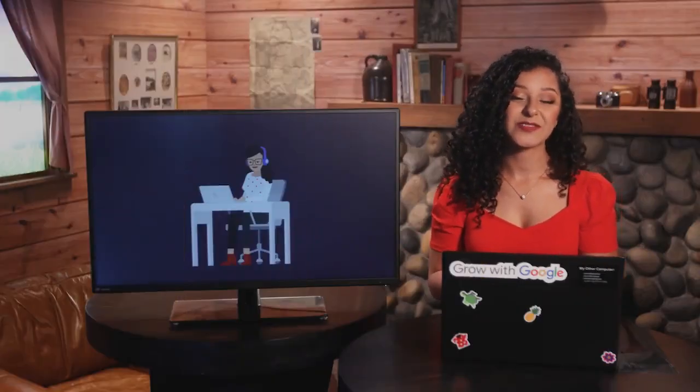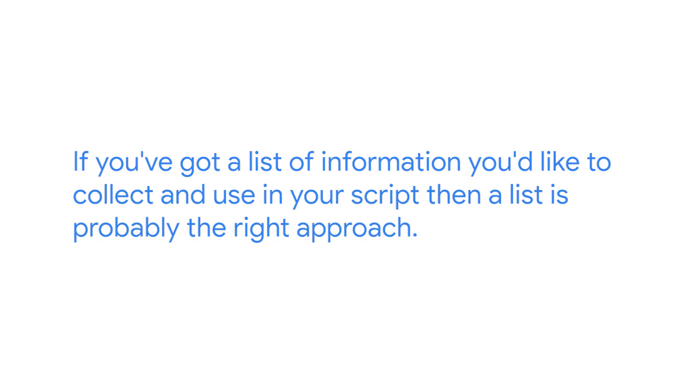Dictionaries and lists are both really useful, and each have strengths in different situations. So when is it best to use a list, and when's a dictionary the way to go? Think about the kind of information you can represent in each data structure. If you've got a list of information you'd like to collect and use in your script, then a list is probably the right approach. For example, if you want to store a series of IP addresses to ping, you could put them all into a list and iterate over them.